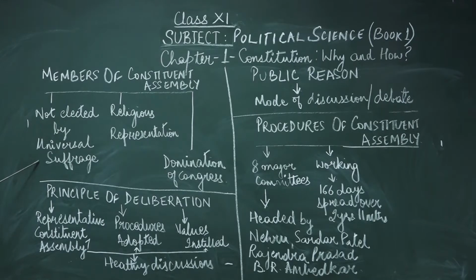You know what universal suffrage is? Universal suffrage is when everybody who is an adult, above the age of 18, or at that time it was 21, is allowed to vote. So the members of the Constituent Assembly were not elected by universal suffrage. But it was those people who had worked in the freedom struggle who were given an opportunity to be a part of the Constituent Assembly.